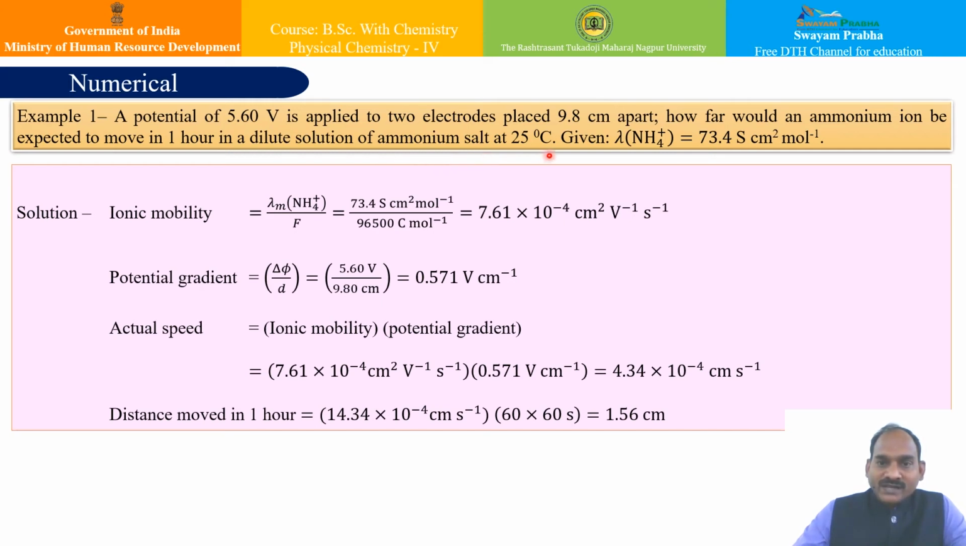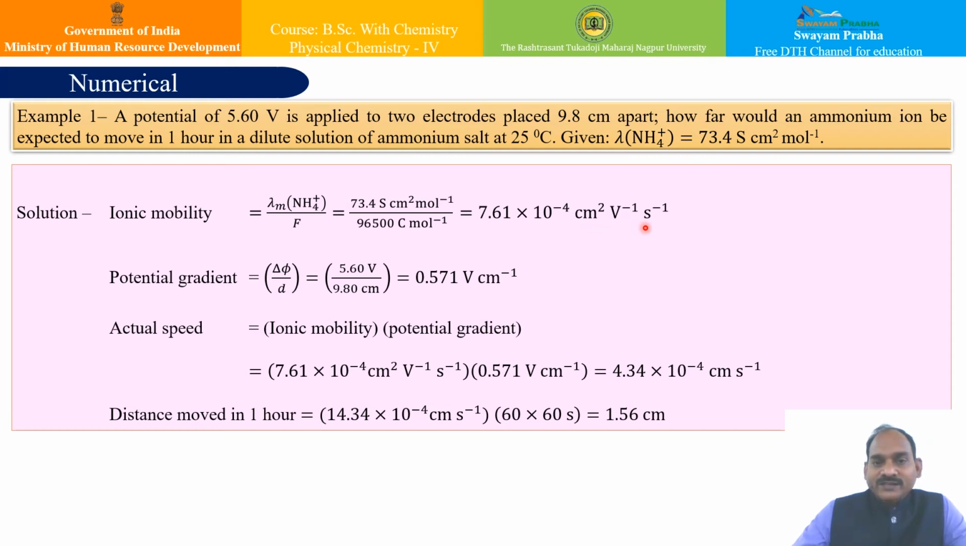And we are given the ionic conductivity lambda of ammonium ion as 73.4 Siemens centimeter square per mole. Let us try to solve it. Now we know the ionic mobility is equal to lambda of ammonium ion upon F. So if I substitute this Faraday and this lambda value, 73.4 upon 96,500, I get 7.61 into 10 to the power minus 4 centimeter square per volt per second.